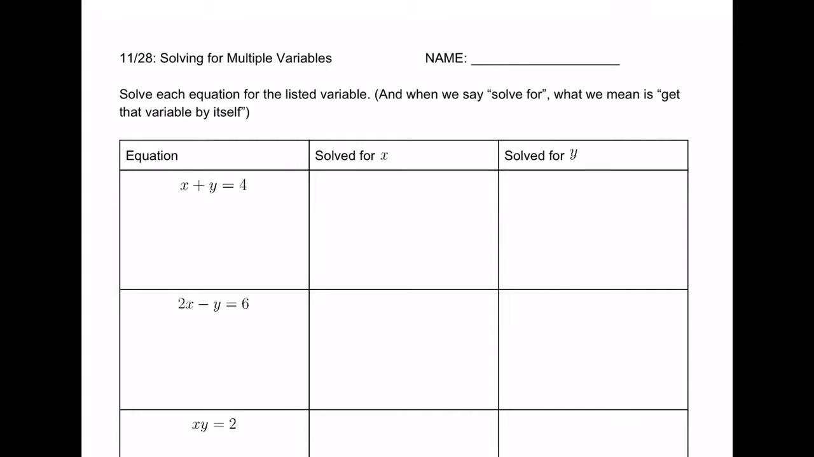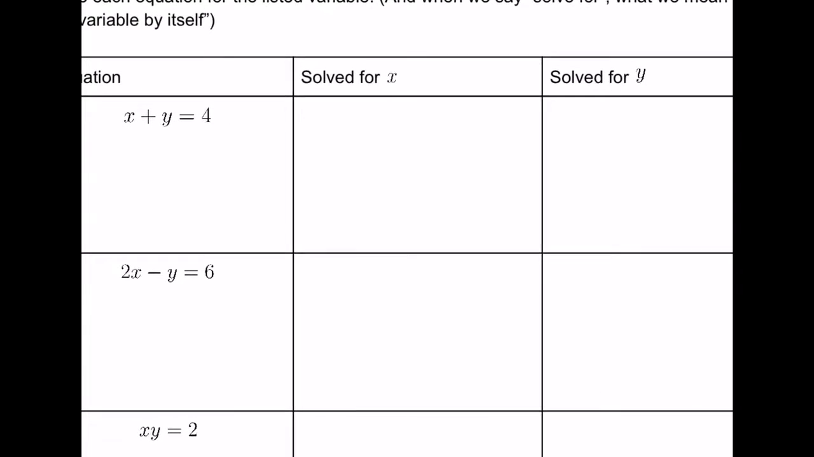November 28th, solving for multiple variables. Solve each equation for the listed variable, and when we say solve for, what we mean is get that variable by itself. For example, x plus y equals 4. If I want to solve this for x, it looks like this.